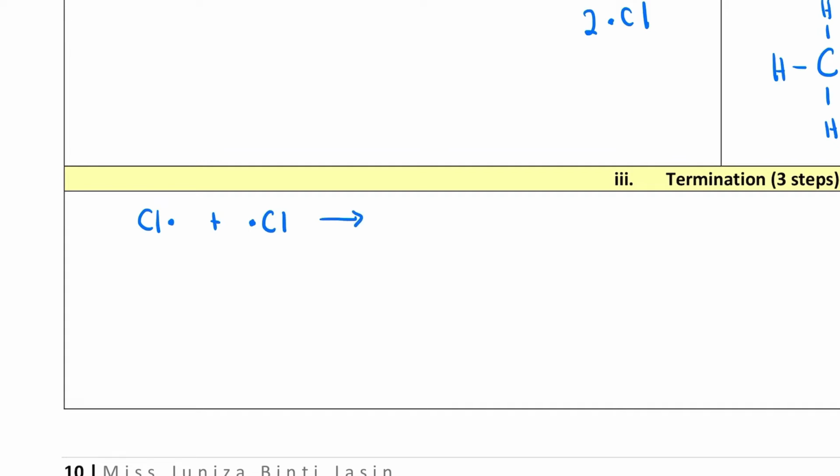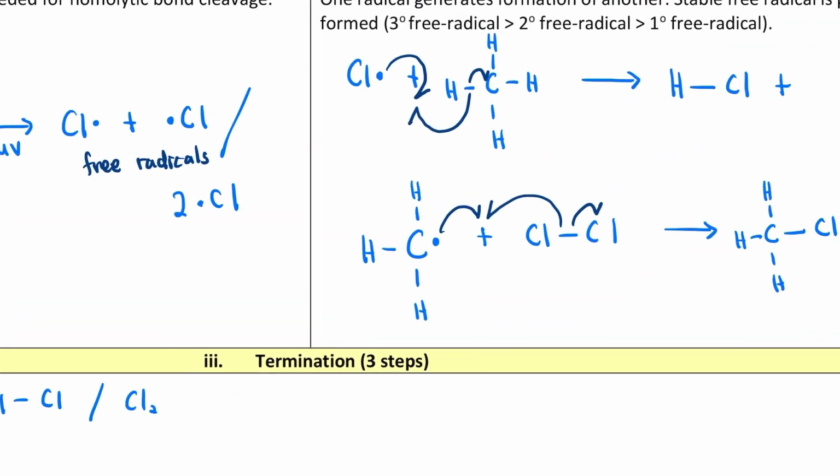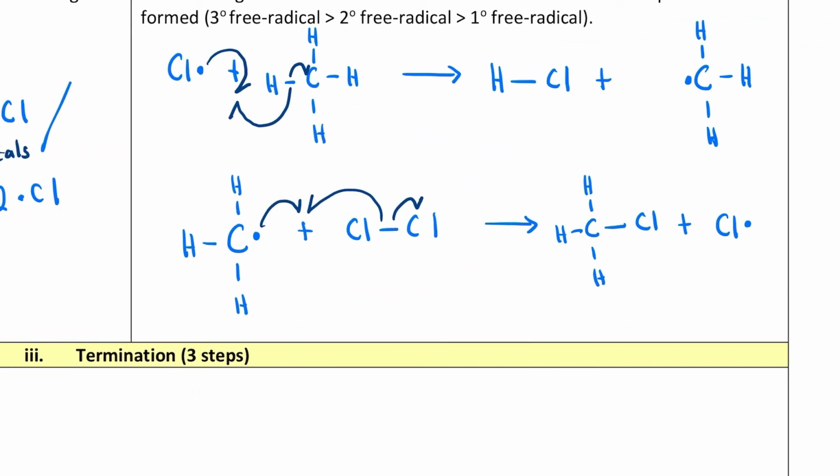Okay, don't forget to show arrow here. Okay, so this Cl radical, they share the electron and then dia dapat Cl. Ataupun kalau kamu tak rajin nak tulis macam ni, you can just write Cl2. Okay, alright, so itu step yang pertama untuk termination lah. Okay, so another possibility of reaction dia adalah between, okay, kita ada another free radical iaitu this carbon free radical.